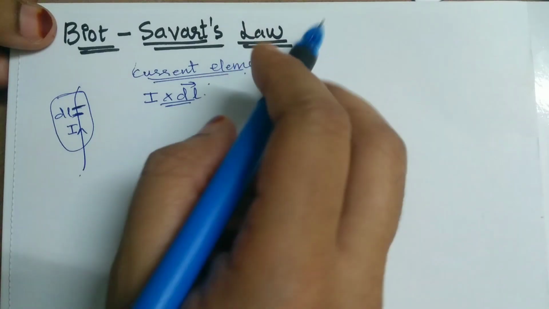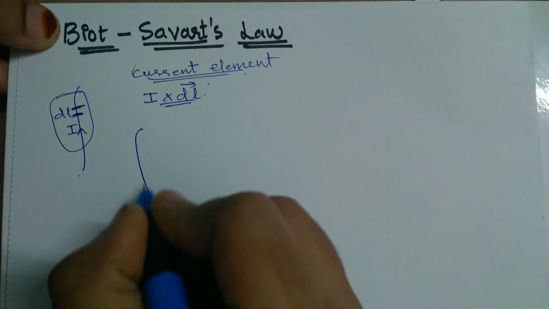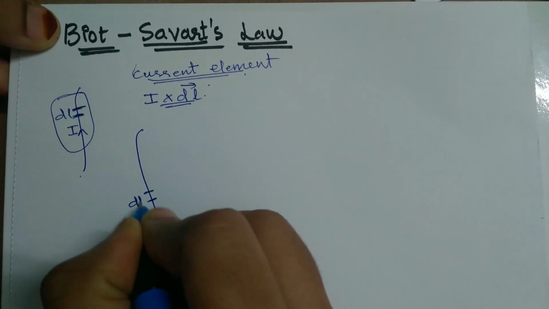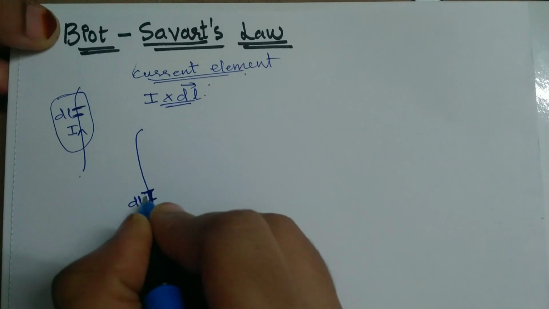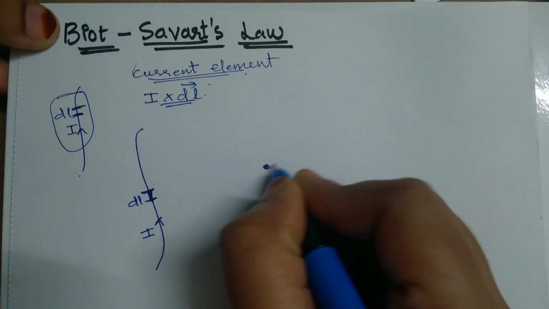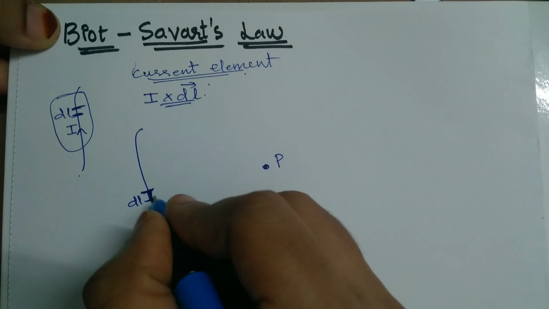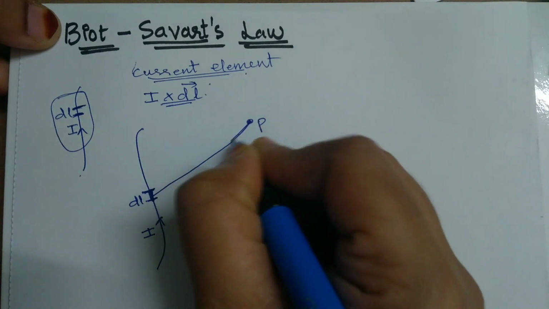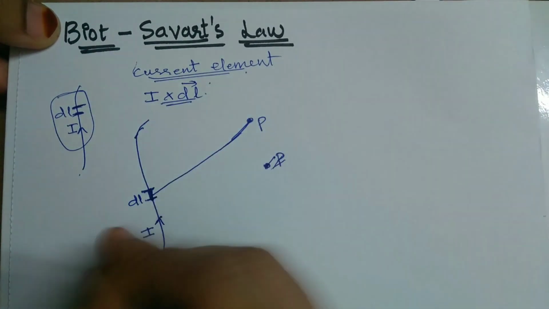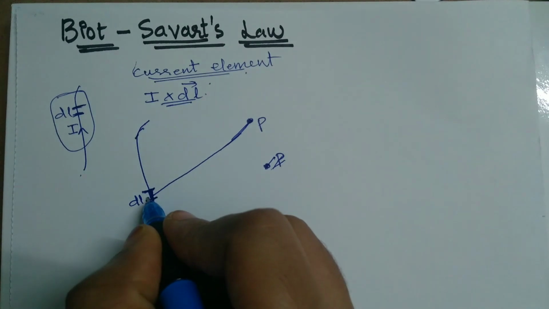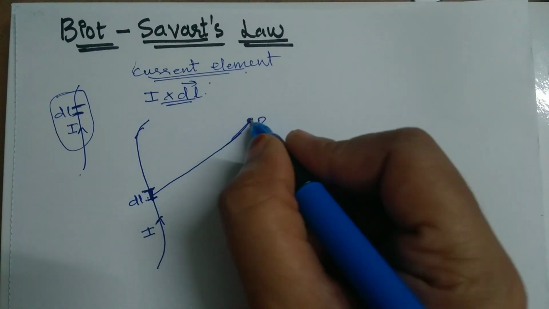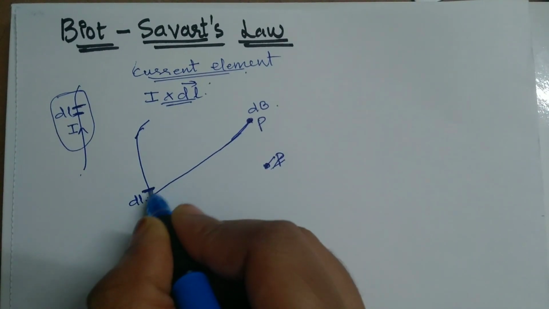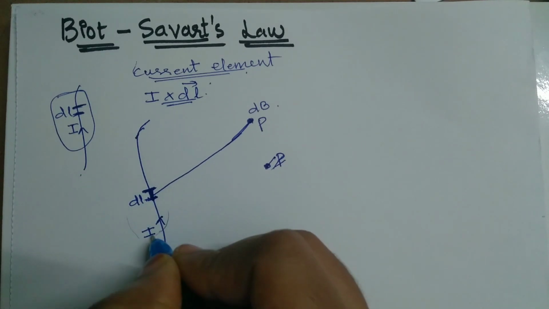So what is Biot-Savart's law? Suppose you have a wire through which current I is flowing. You took the length element out of this, a small segment of length, that is dl. There is a point P at a distance r. This is the distance. This is point P. So what you have to find is, you have to find out what is the magnetic field dB due to the small length element dl, that is due to the current element I dl.